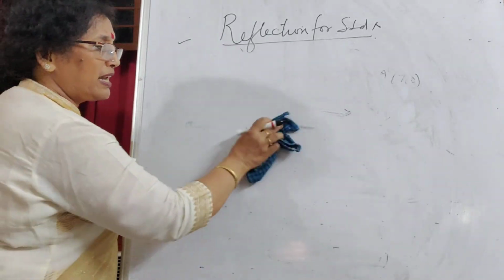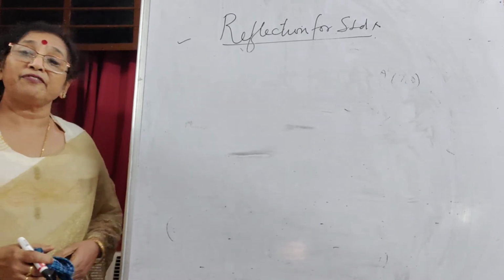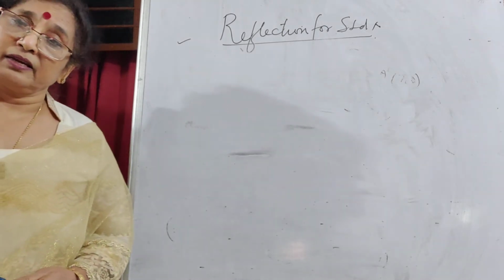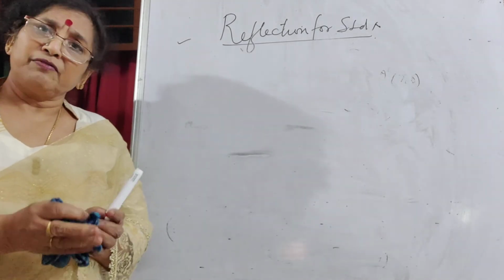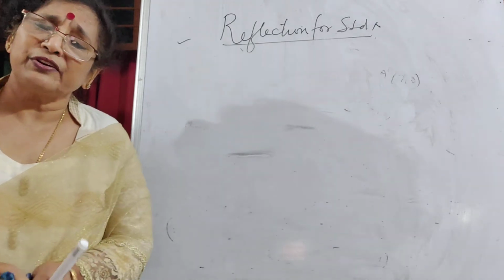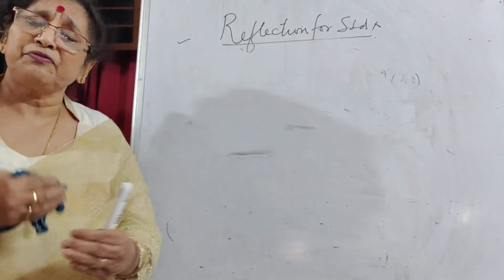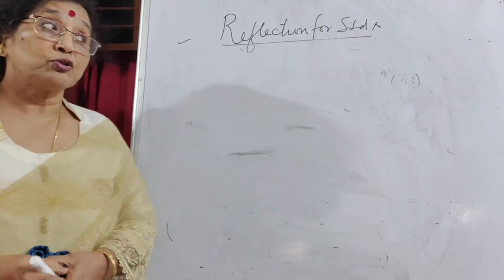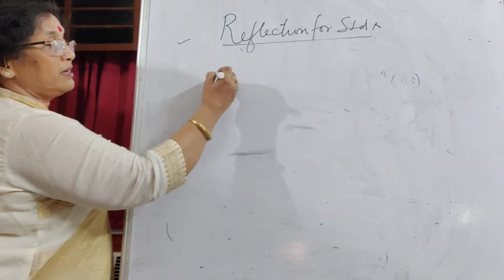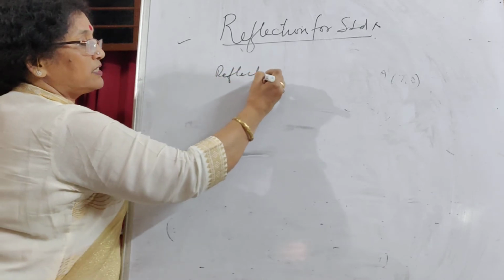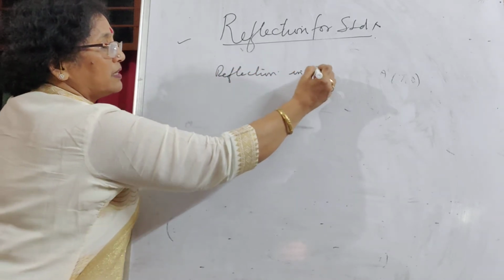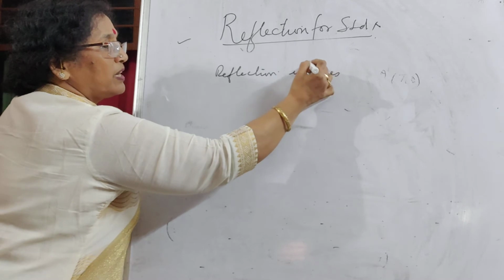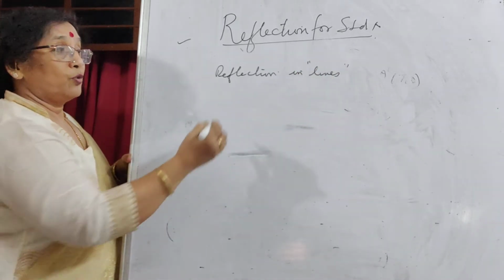Now only one more thing left. What about parallel lines? Reflection in parallel lines. Sometimes I may give different kinds of questions which can come in reflection. Now reflection in lines. These are mirror lines.